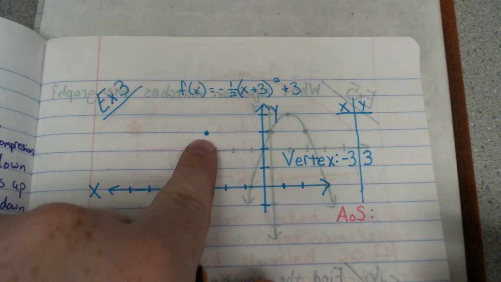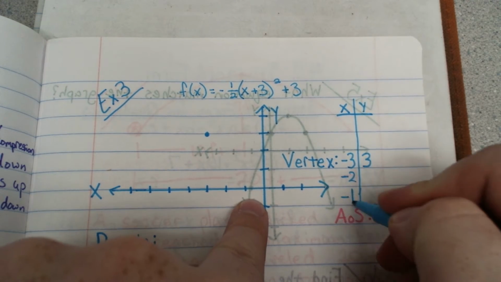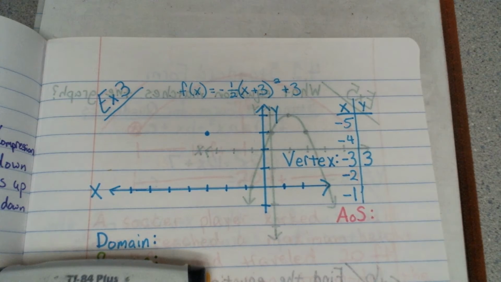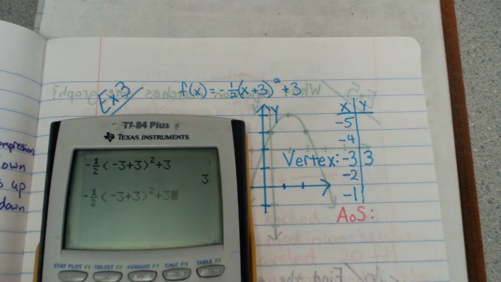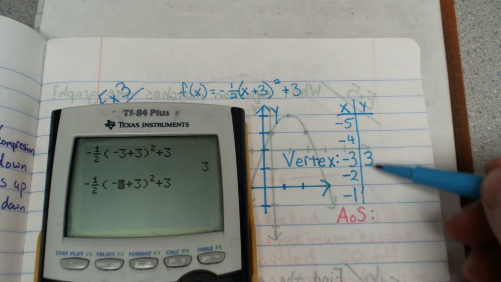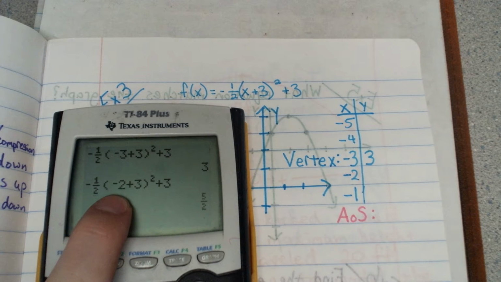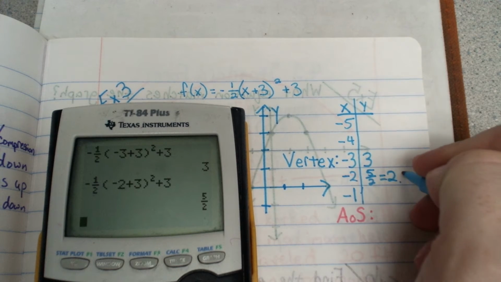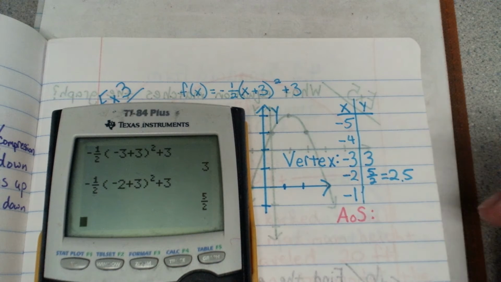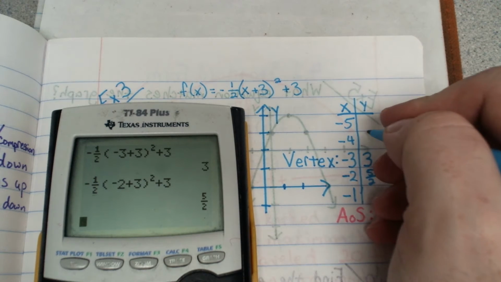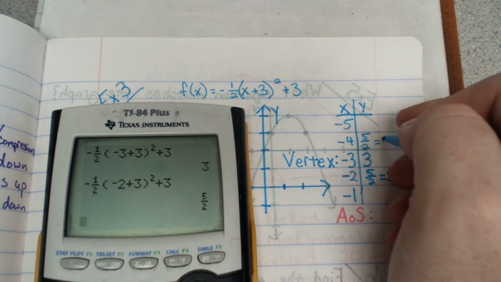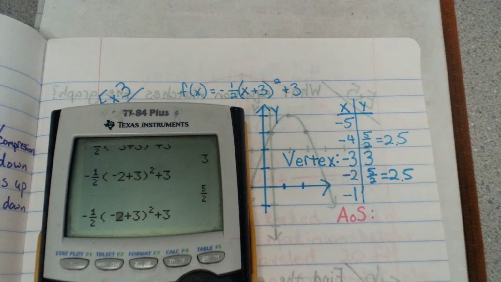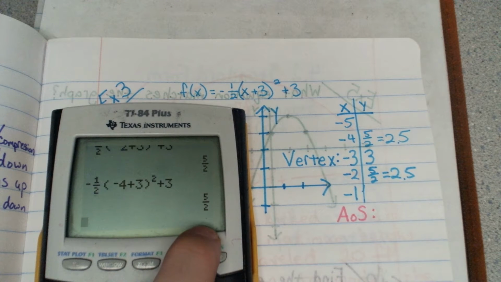And then we're going to work our way around that. As we go to the right, we would get to -2 and -1. As we go to the left, we would have -4 and -5. So then I'm going to see what happens here. If I go to the right and replace x with -2, I get 5/2, which you may also know as 2.5. And then remember, since there is symmetry in this graph, it should be the same thing on the other side. 5/2 equals 2.5 if I put a -4 in there. I'll just show you that that is, in fact, what happens. We still get a 5/2.